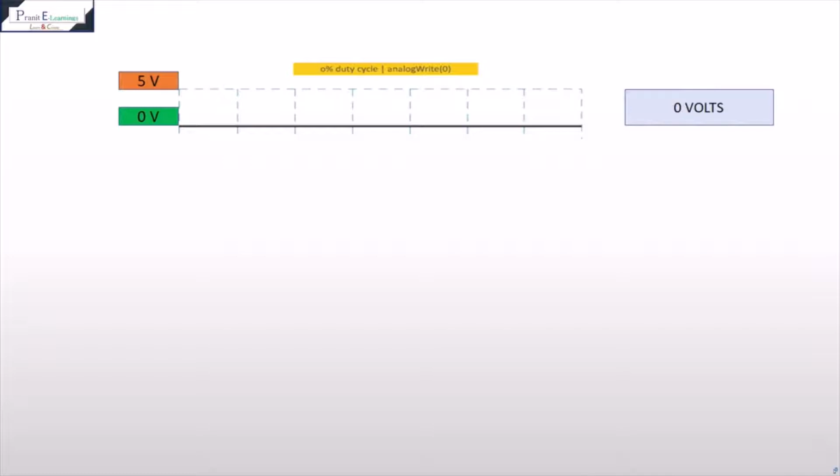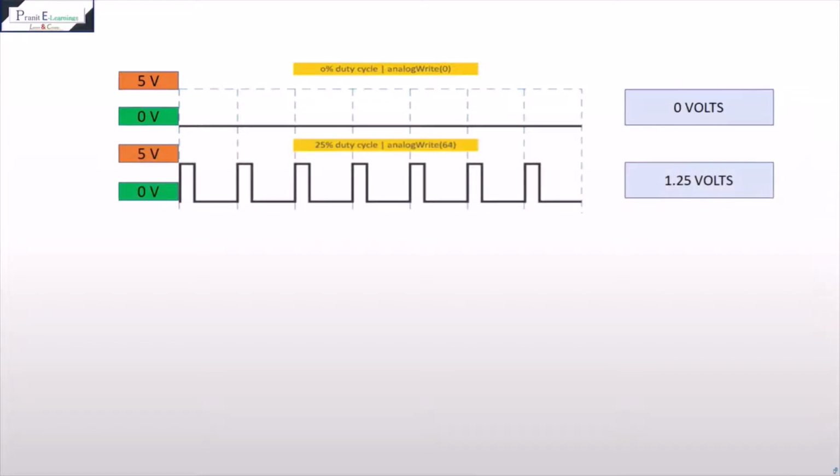Okay. So if you want to increase the duty cycle by 25%, then you have to give the analogWrite function as 64. You can see the output voltage has been increased to 1.25 volts. The voltage calculation is really easy. You just multiply the max output voltage, that is 5 volt, by the duty cycle. If you multiply 5 volts by a 25% duty cycle, you get the output voltage as 1.25 volts.